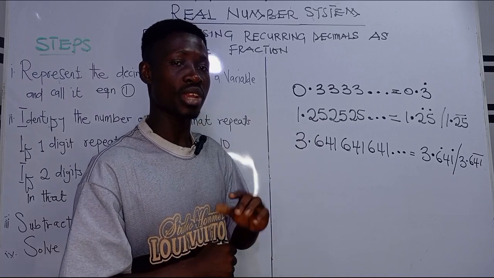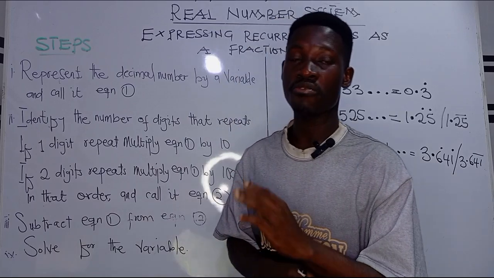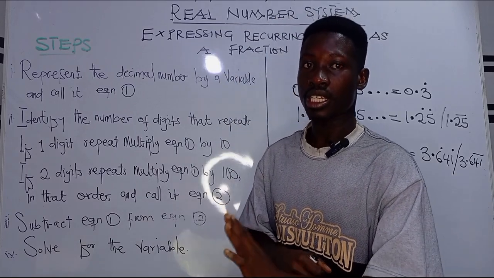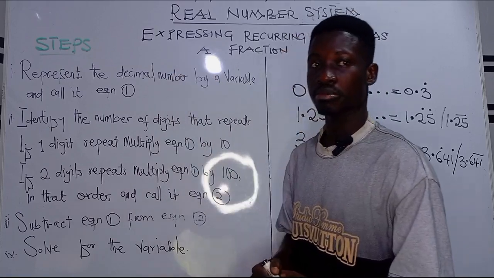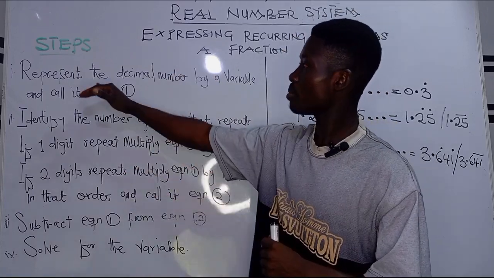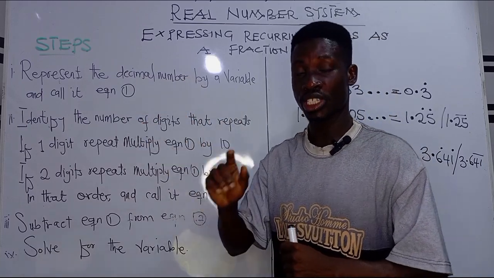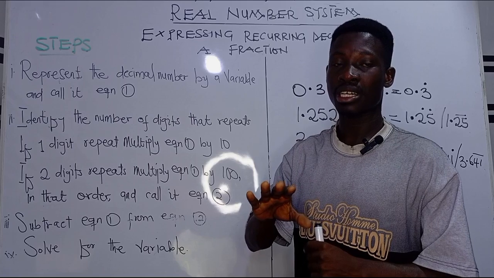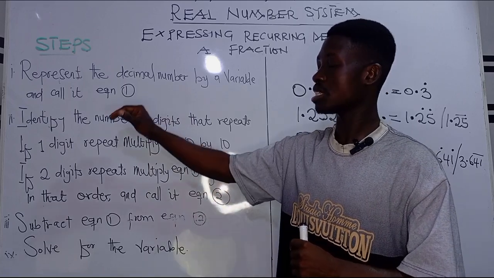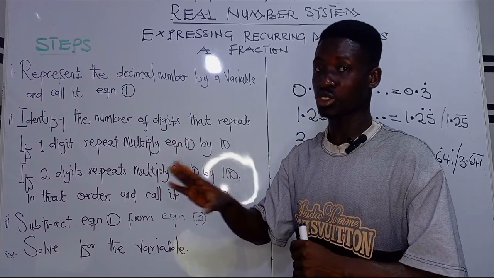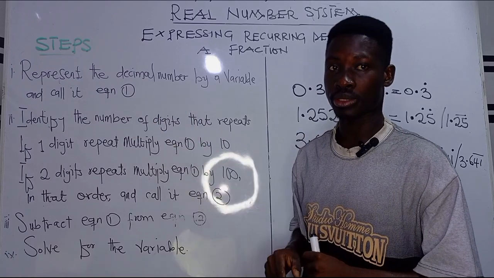In expressing recurring decimals as a common fraction, we are going to follow some steps to guide us. Let's look at the steps written on the board. The first step says to represent the decimal number by any variable and call it equation 1. So the decimal number that you are to convert, you represent it by any variable at all, and then you call it equation 1.